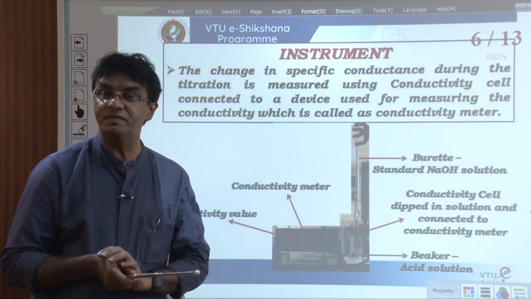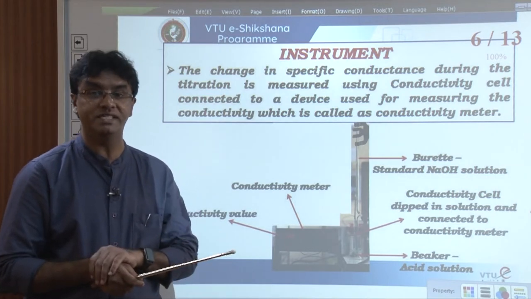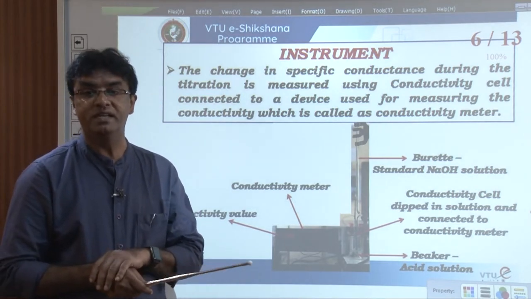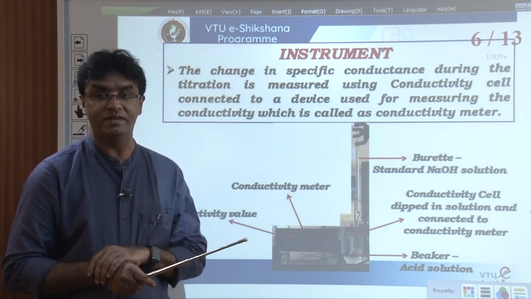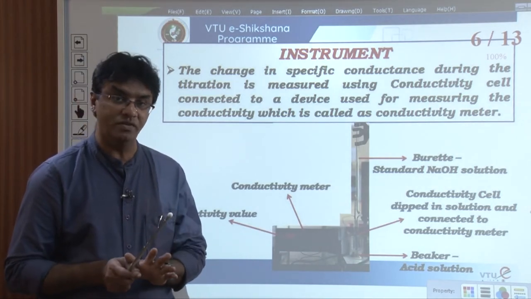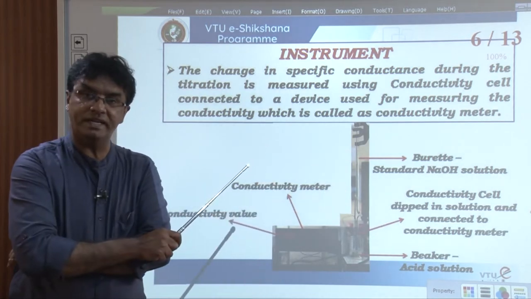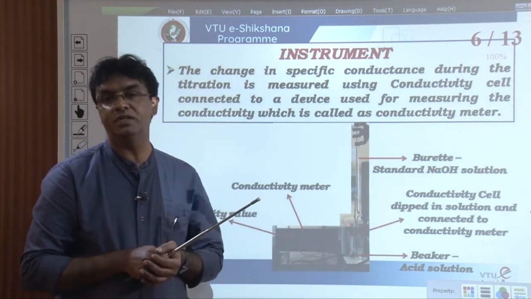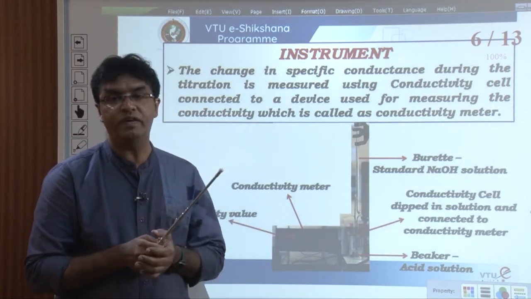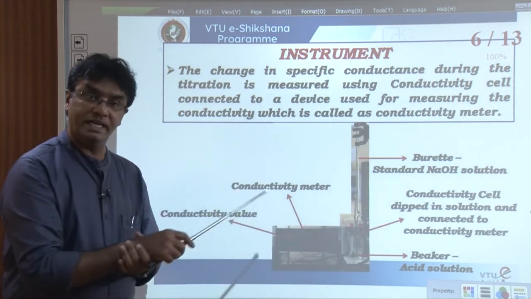So the change in specific conductance during the titration is measured using a conductivity cell connected to a device used for measuring conductivity, which is called a conductivity meter. So overall, as I explained already, in a burette we are going to take the titrant, a standard solution. In the beaker we are going to take the solution whose concentration we have to find out. Into the solution taken in the beaker we are going to dip the conductivity cell.